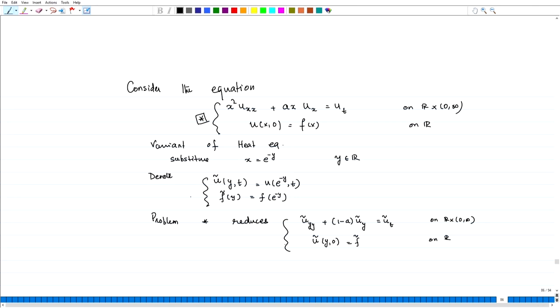Now this, if a is equal to 1, then this is the usual heat equation. Now we would like to solve this. So now if I take the Fourier transform, then what do I get?